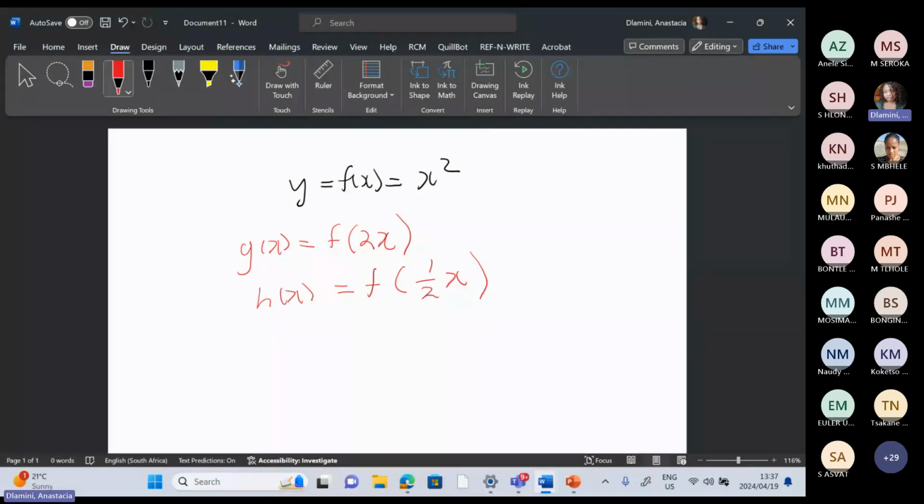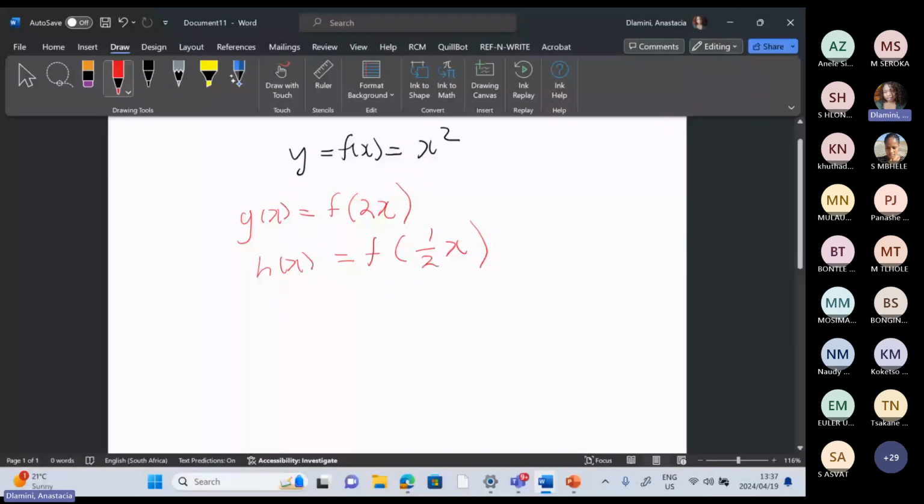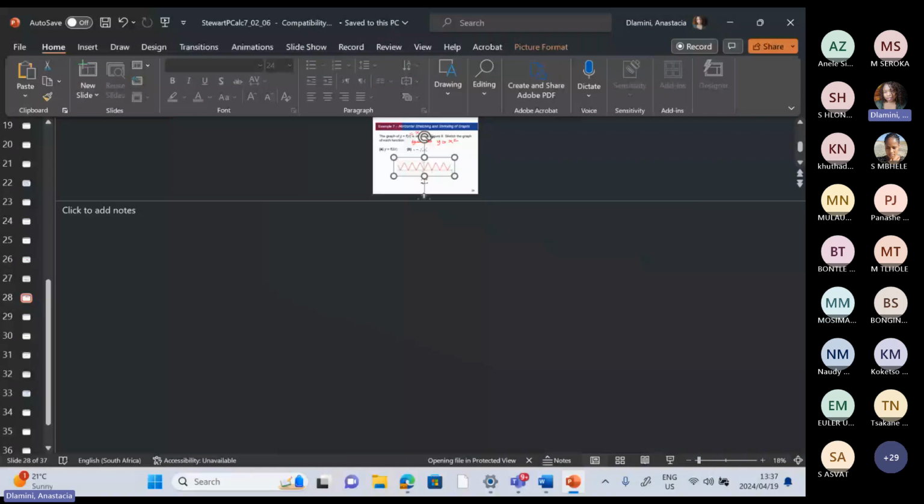Are you ready to discuss, guys? Okay, now we say the y values are not changing. Let me go to the notes, because I want the statement. We said we're using the parabola, okay?